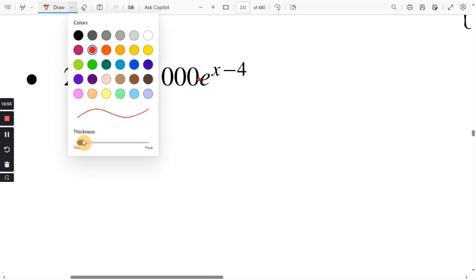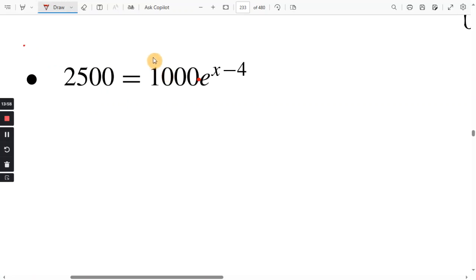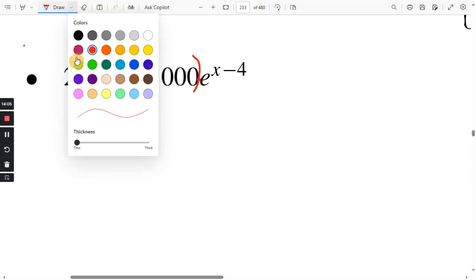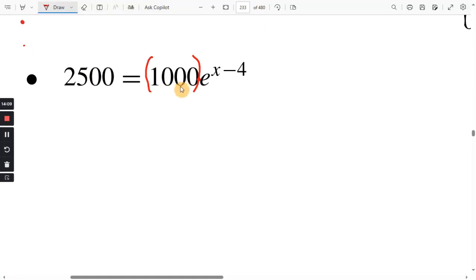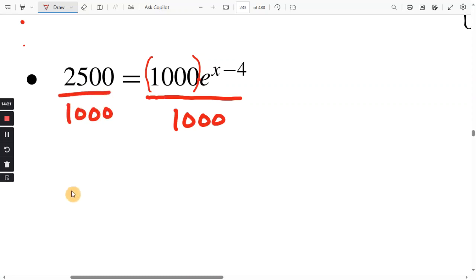Let me write the parentheses here so you can understand. This e is times 1,000, so we have to get rid of that first. What is the opposite of times 1,000? That's just divided by 1,000. I'm going to do that to one side, and to the other side as well. 1,000 divided by 1,000 cancels. And 2,500 divided by 1,000.